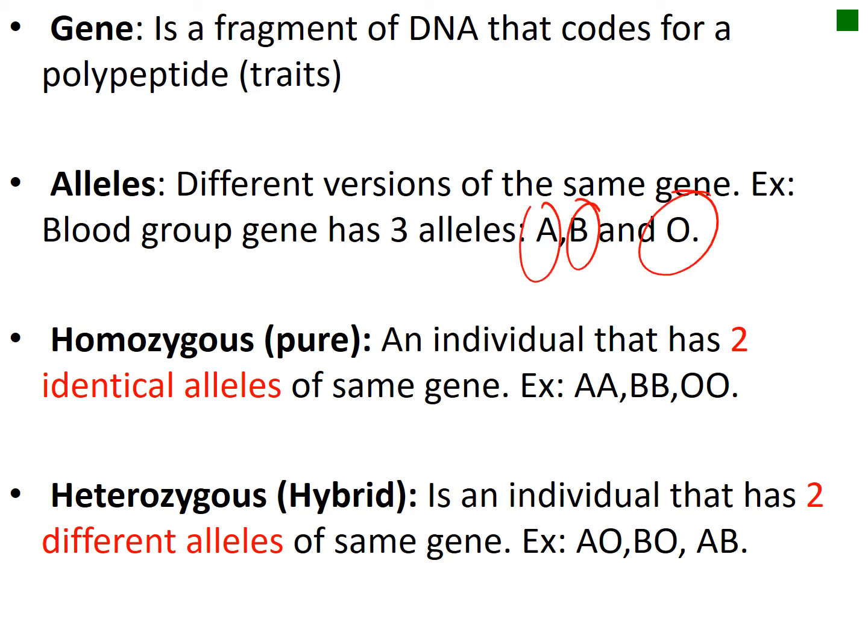A homozygous, or pure, individual has two identical alleles of the same gene. For example, blood groups AA, BB, OO. A heterozygous individual, also called hybrid, has two different alleles for the same gene. For example, blood group AO is A, BO is B, and AB is heterozygous.